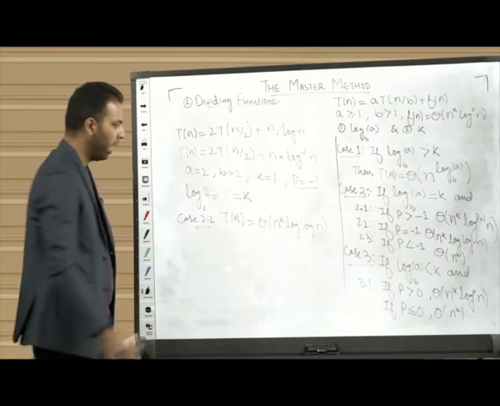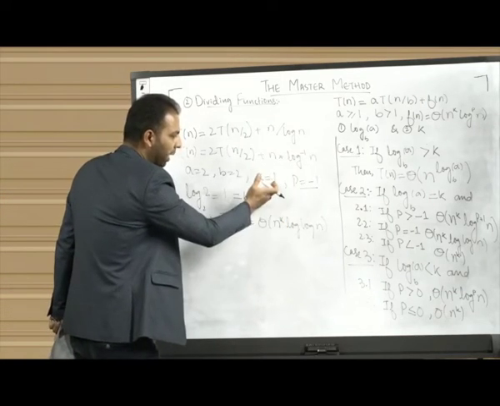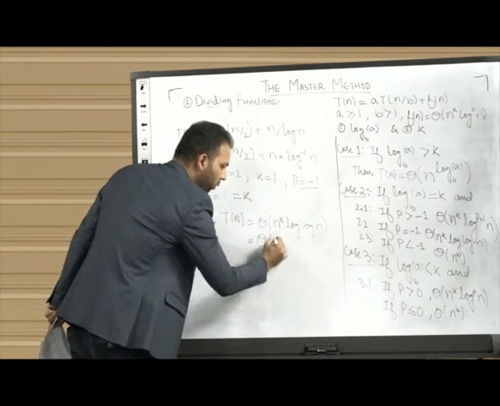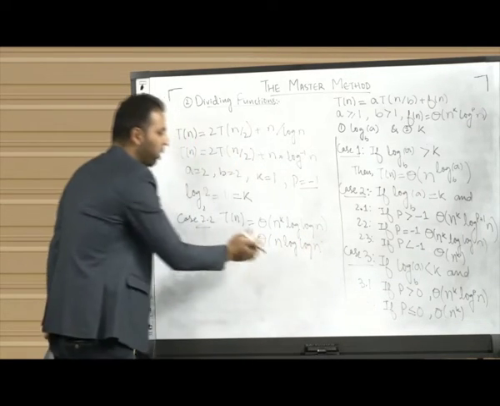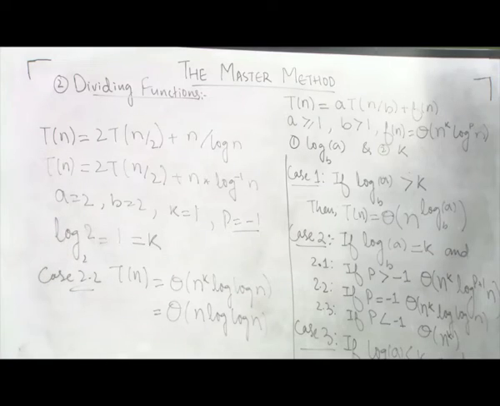Fine. So we have to only substitute the value of k, that is 1. So it will be equal to theta of n log of log n. So this will be the time complexity of this algorithm.